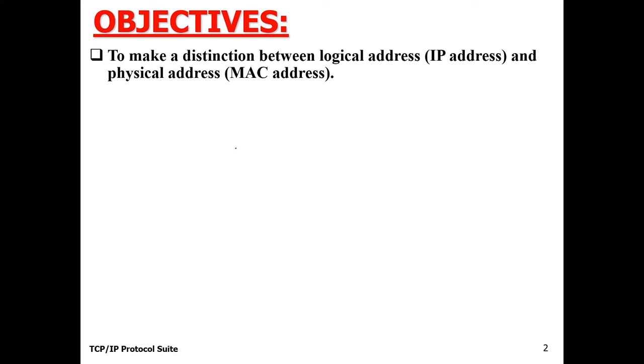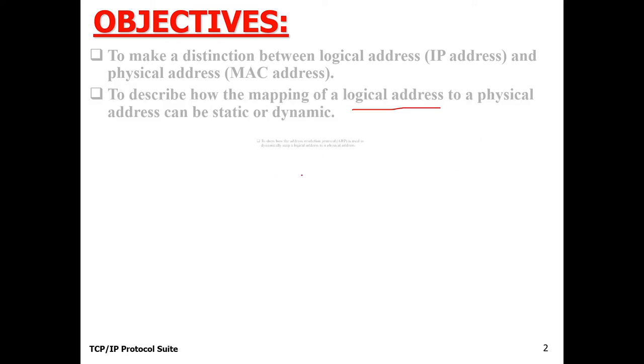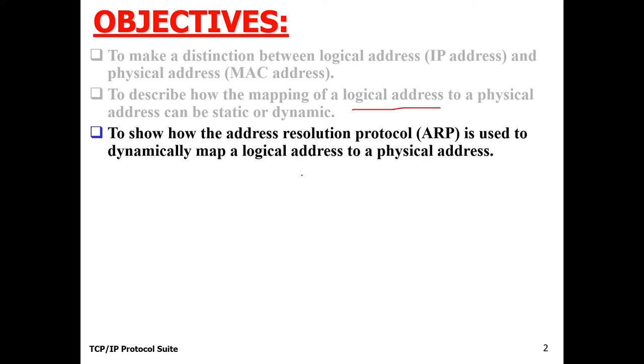So again, what are the objectives of this class? We're going to make a distinction between the logical address, which we did many times, and the physical or MAC address. We'll describe the mapping of the logical address to the physical address. For example, you need to map an email address to the name of the person, or a home address to the name of the person. This logical address equals this physical address, and this could be static or dynamic.